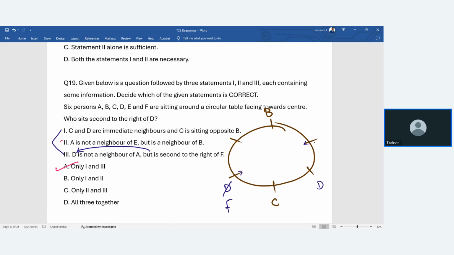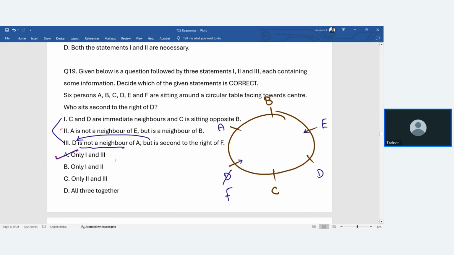Next, A is not a neighbor of D. I am taking the third, this one only. A is not a neighbor of D. A will be here, then this will be occupied by E. Entire arrangement completed. The question asks: second to the right of D is nothing but B. So only 1 and 3 is sufficient. No need to go for the second one. This is data sufficiency: which data is required to answer the question? Is it clear? Right?